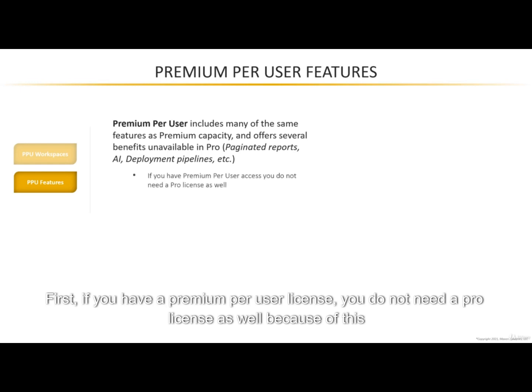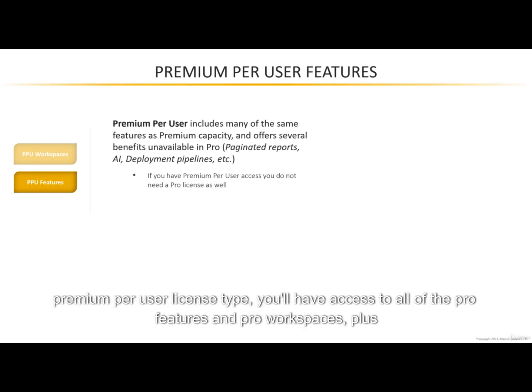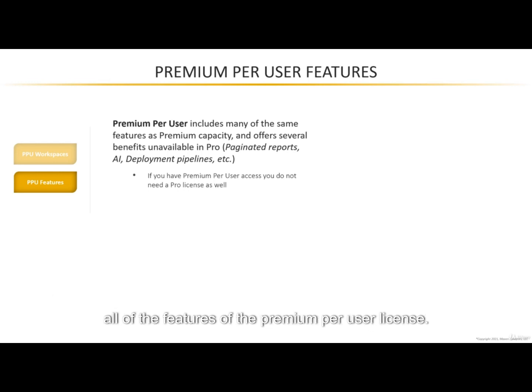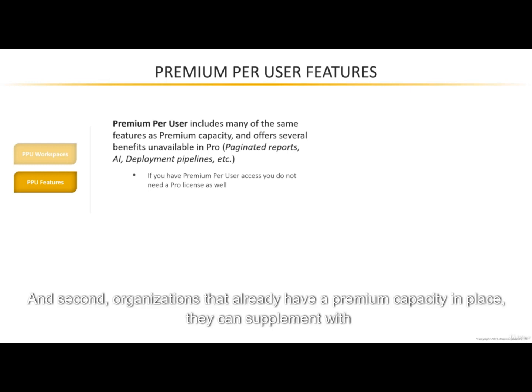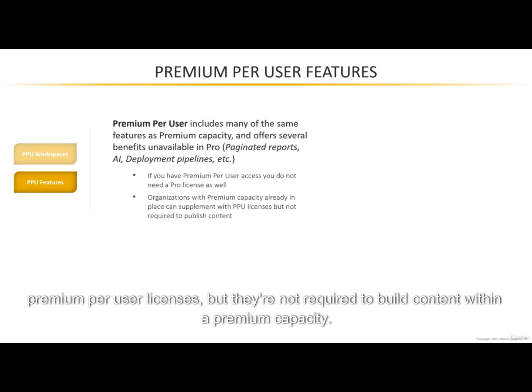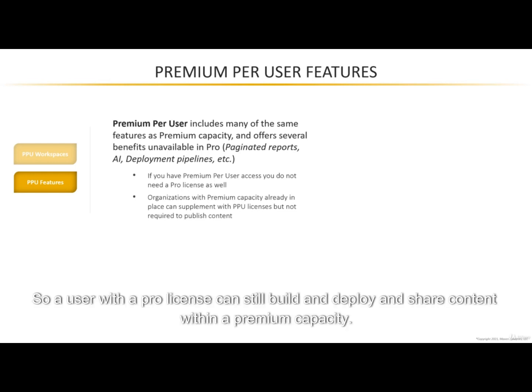First, if you have a premium per user license, you do not need a pro license as well. Because of this premium per user license type, you'll have access to all of the pro features and pro workspaces, plus all of the features of the premium per user license, right? So you get the best of both worlds there. And second, organizations that already have a premium capacity in place can supplement with premium per user licenses, but they're not required to build content within a premium capacity. So a user with a pro license can still build and deploy and share content within a premium capacity.